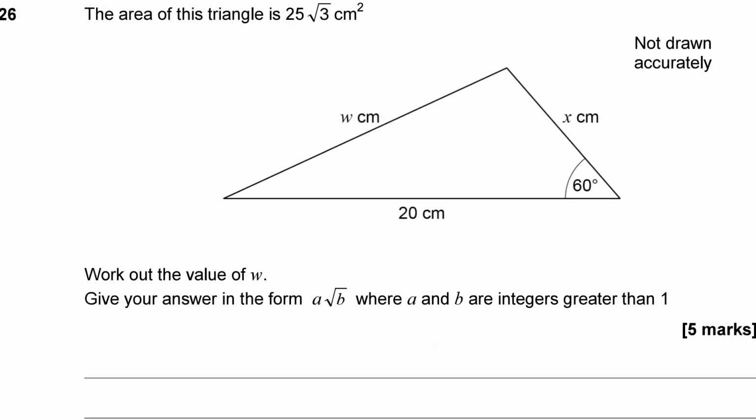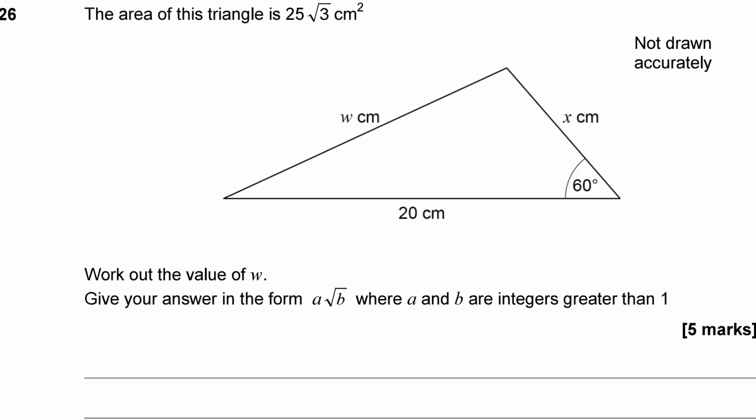Question 26. The area of this triangle is 25 root 3 centimeters squared. Work out the value of W. Give your answer in the form of A root B, where A and B are integers greater than 1. Okay.